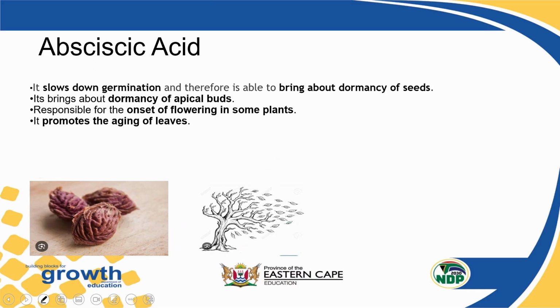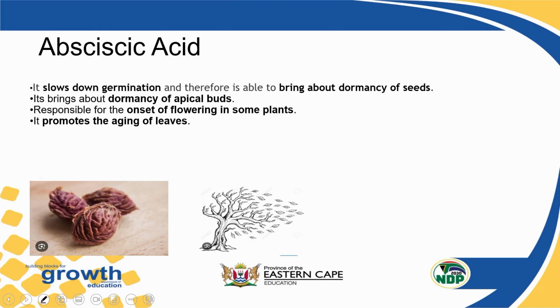Then another function of abscisic acid is that it slows down germination. Remember, I have said that if you put your bean seed in your cupboard or in the stores, it can stay for years without germinating. When it is not germinating, it means growth is delayed. We say that the seed is dormant. If we look at this peach plant, without it going underground or getting water, it will not germinate.